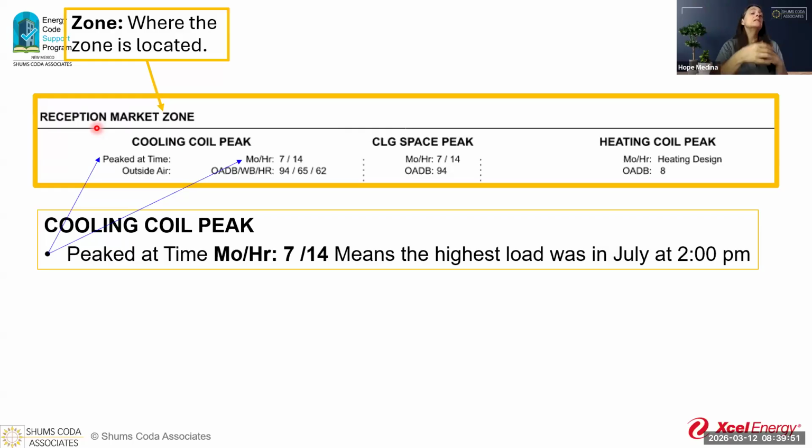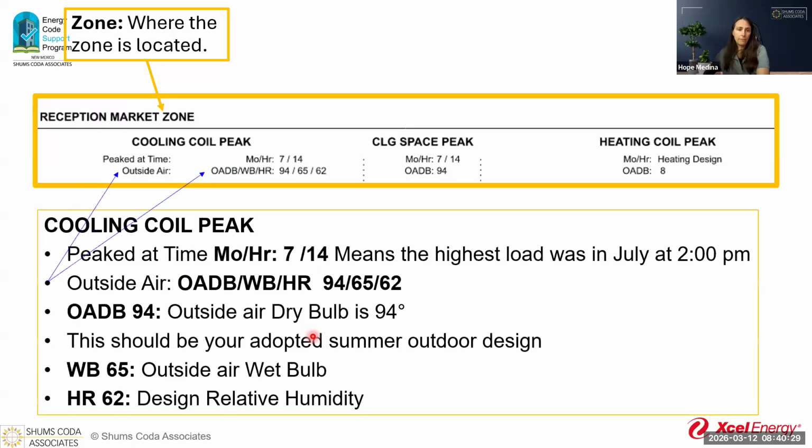In this particular instance, this zone was the reception market zone. Now, a lot of the values are going to be the same, whether it's an individual zone or for the entire building. If there is a difference, that's something to call out. But taking a look at it, we see the information here for our cooling, and it says the peak time is 7:14. What that means is that July at 2 o'clock is your peak time of trying to cool the structure. So it holds that information.